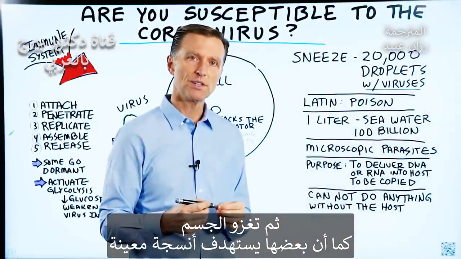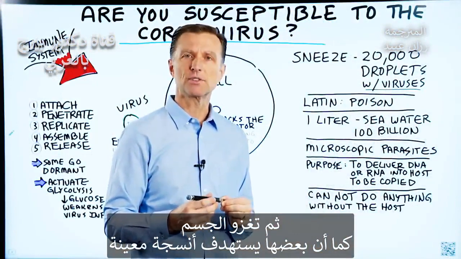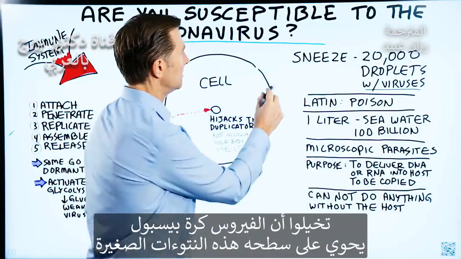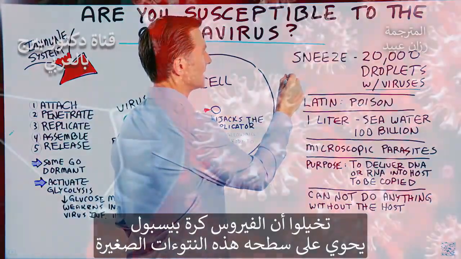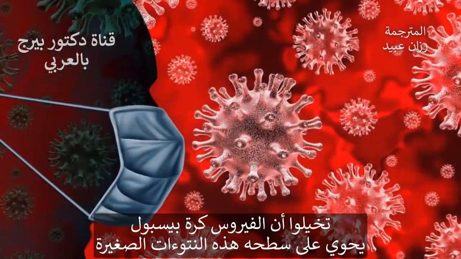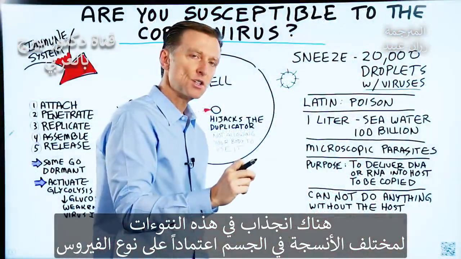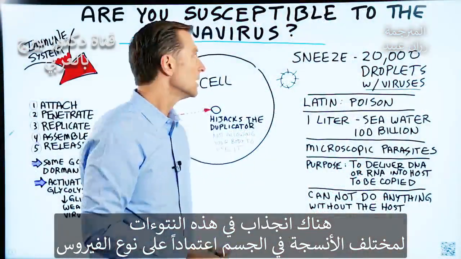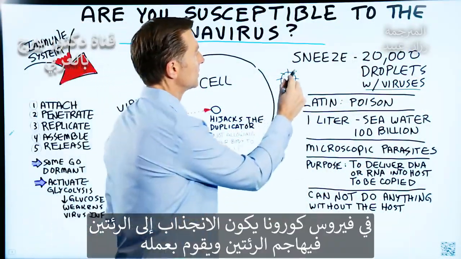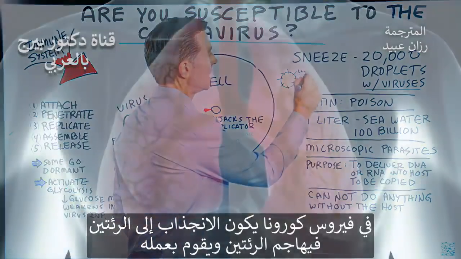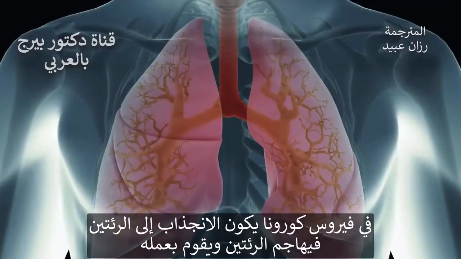And certain viruses have targets for certain tissues. So if you can envision the virus like a tennis ball with these little spikes, and these spikes have affinity for different tissues depending on what virus it is. The coronavirus has affinity for the lungs, okay? So it's going to go in the lungs and do its purpose.